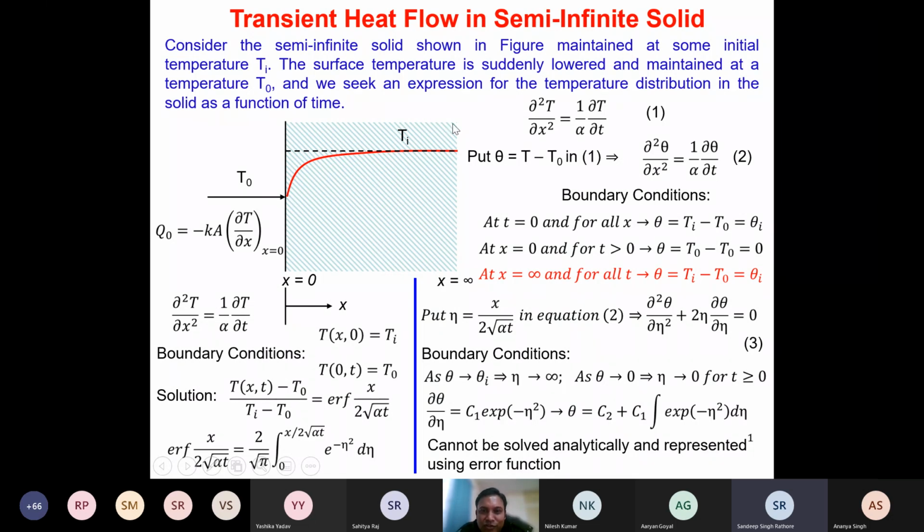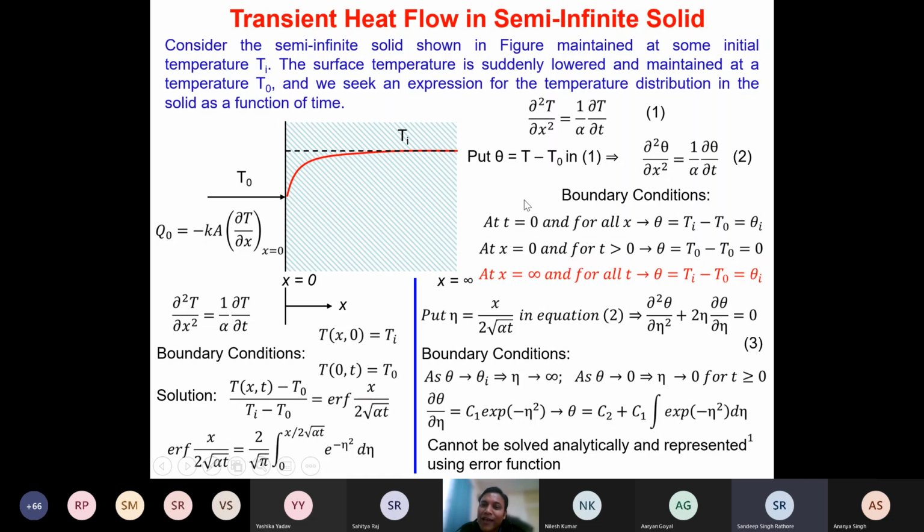Now let's look at the third boundary condition. It says that at x equals infinity, for any time t, my theta becomes theta i minus theta naught, because my temperature T at x equals infinity will always be Ti. My temperature T will always be Ti at infinite length, infinite width, isn't it? So this becomes theta i. Yes or no? Yes, sir.